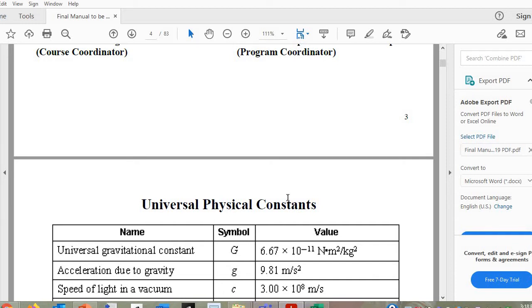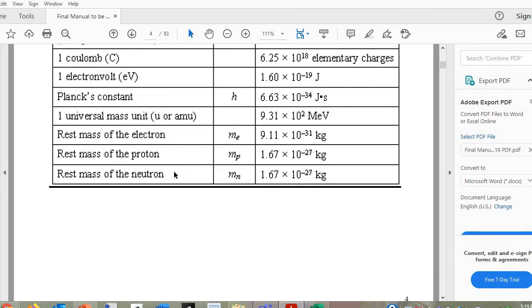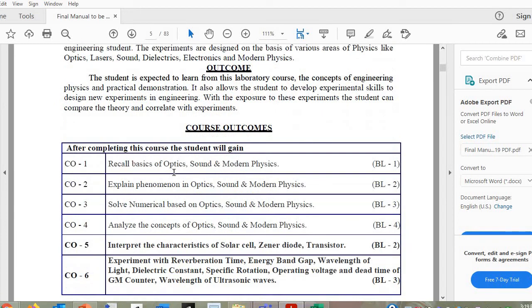I think the last CO was related to practical. Okay. Any other student want to say something? 3. Yes? Ma'am, 3 for practical and 3 for theory. Okay. I think you saw this yesterday, the course outcomes. So 6 statements are there.